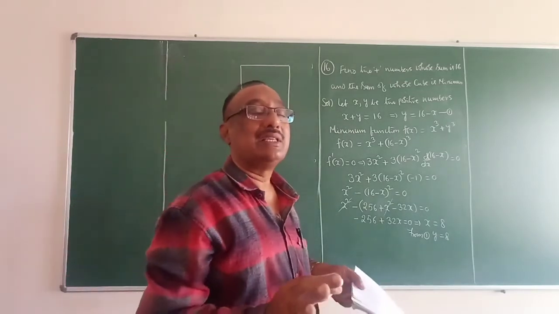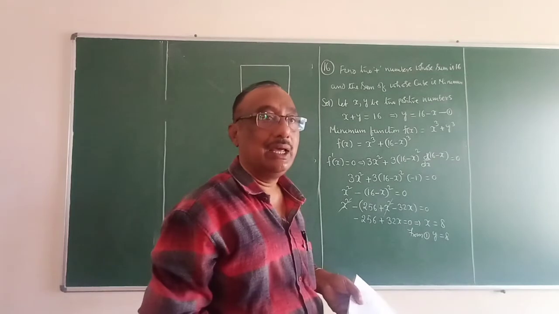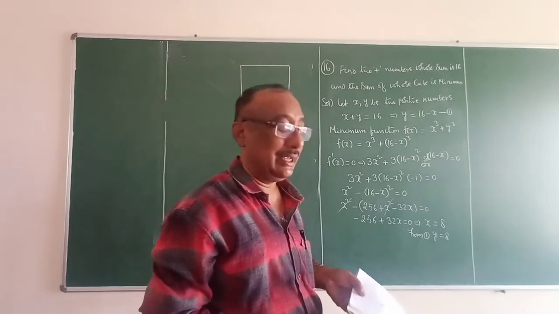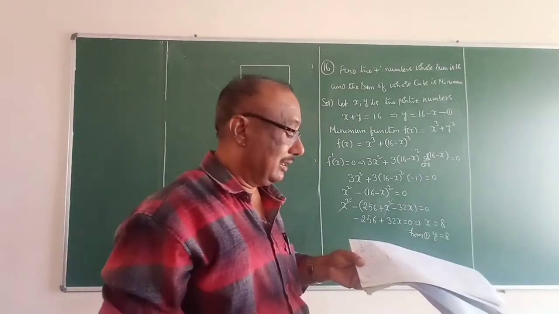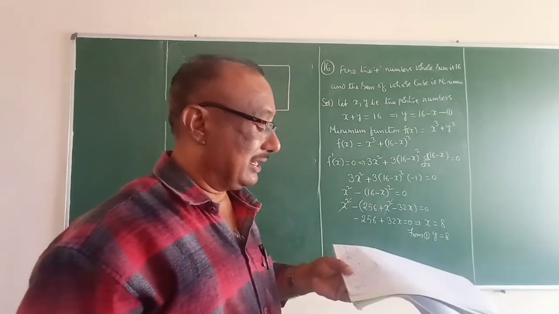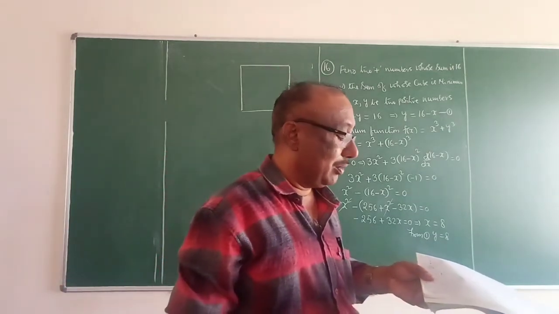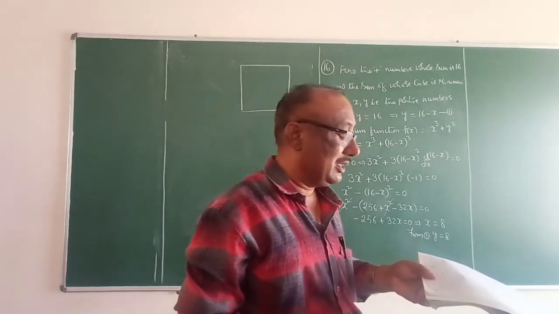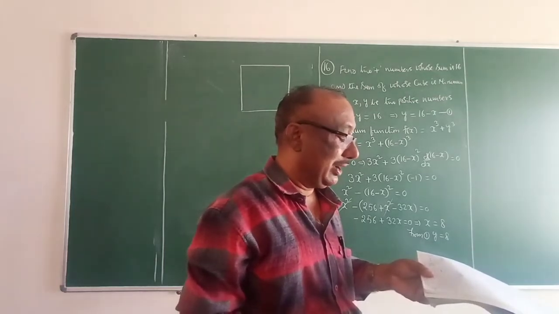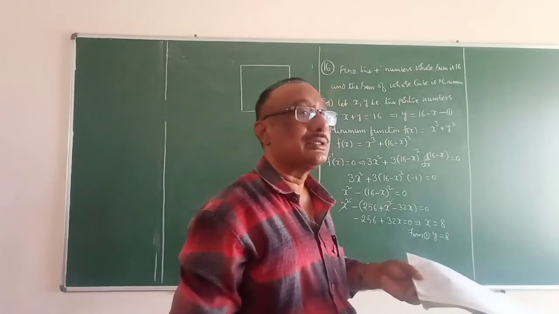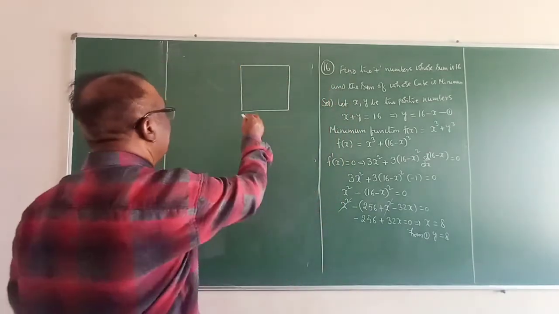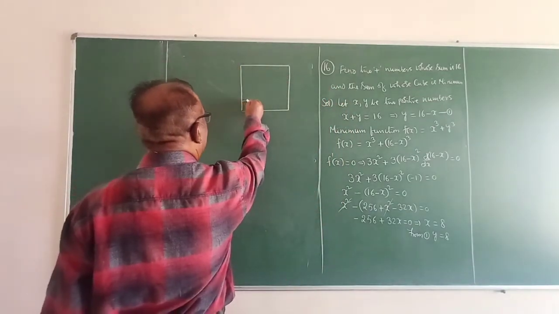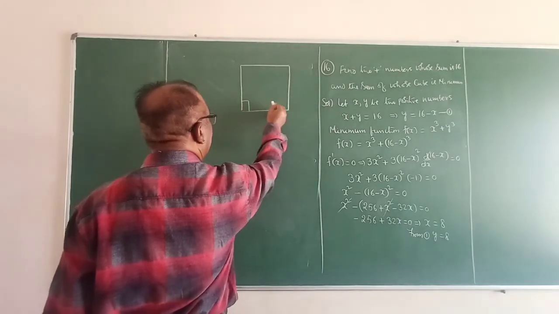The length of each side is 18. It is made into a box without top by cutting squares from each corner and folding up the flaps to form the box. So at each corner a square piece will be cut.